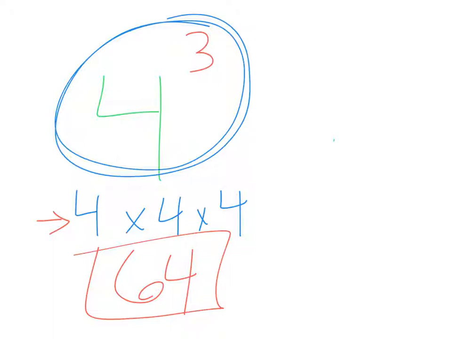Same thing with rule number 2 there. Anything raised to the power of 2 is called squared. So if I ever say, hey, what is 5 squared? You guys would be able to tell me you all know that that means 5 times 5. And so that would be, therefore, 25.